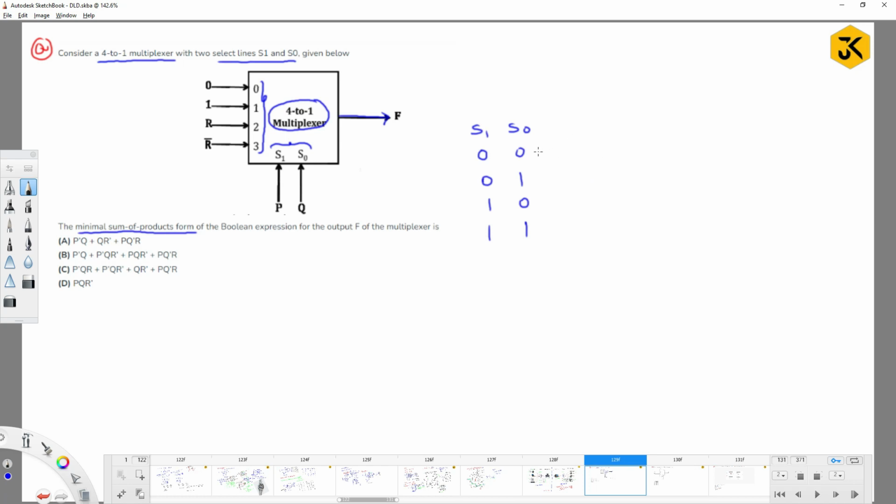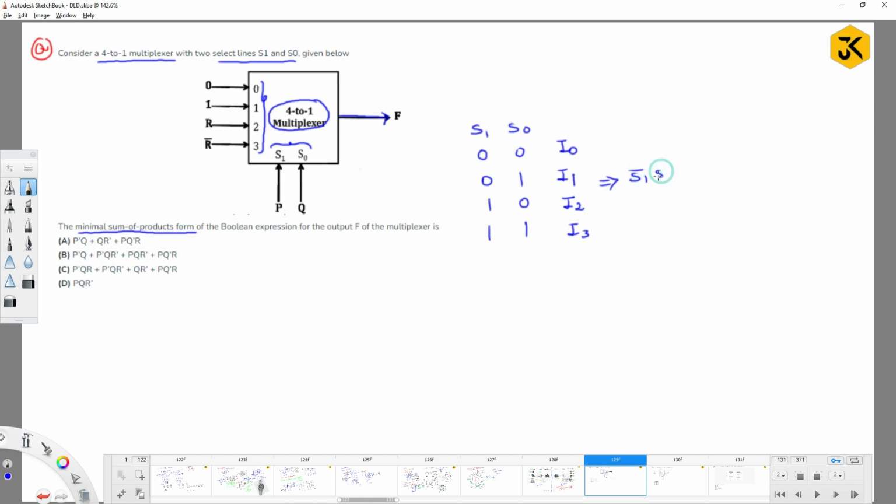And when I pass 0 0, the input that is going to be selected is I0, right? If it is 0 1, the select line will select input I1. If it is 1 0, it is going to select input I2. If it is 1 1, it is going to select input I3, right? So finally, how are we going to write any function when it is a 4 to 1 multiplexer?